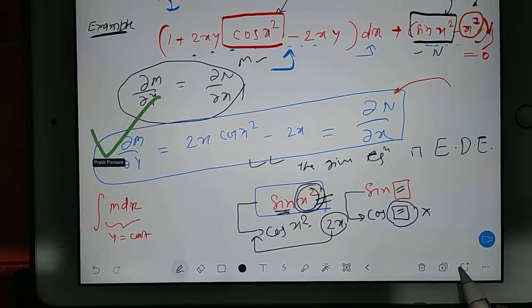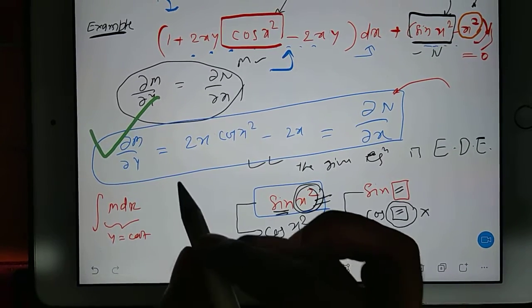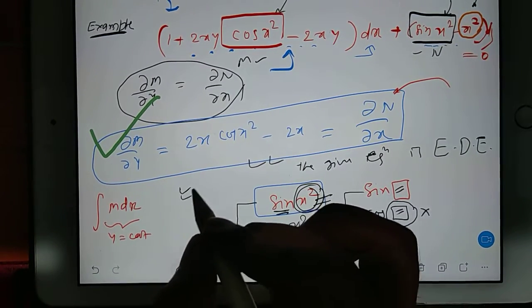Clear? Pratik, clear? Okay, now okay, very good. Now see here, don't copy this one.